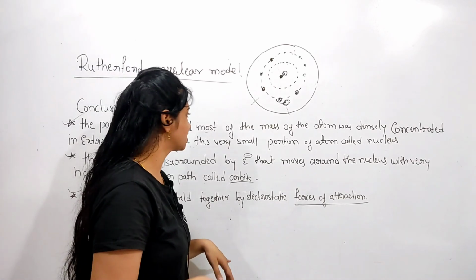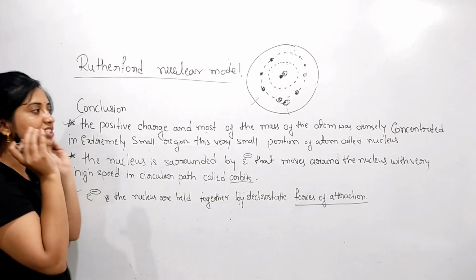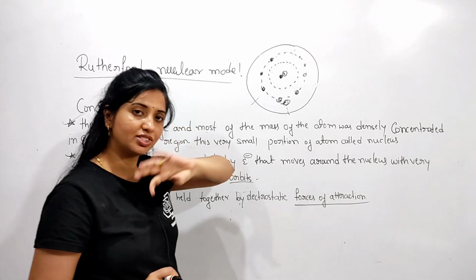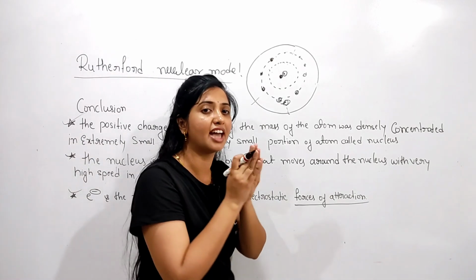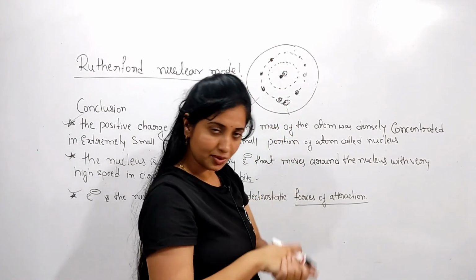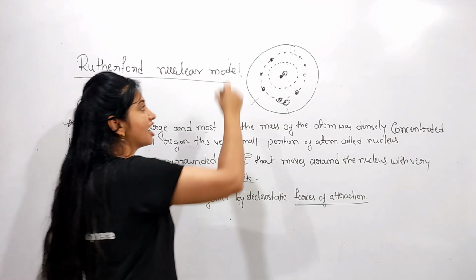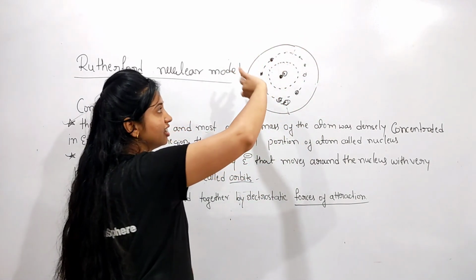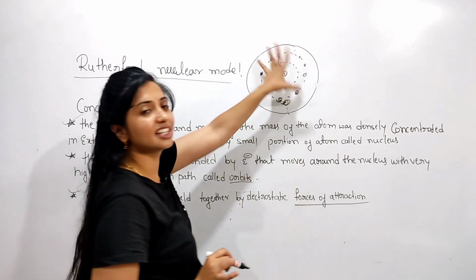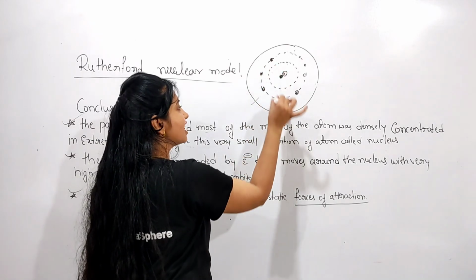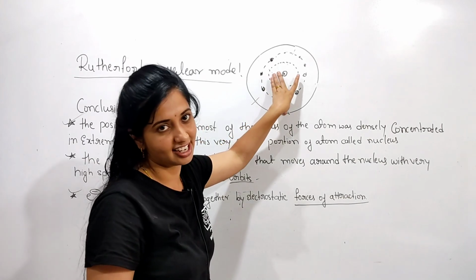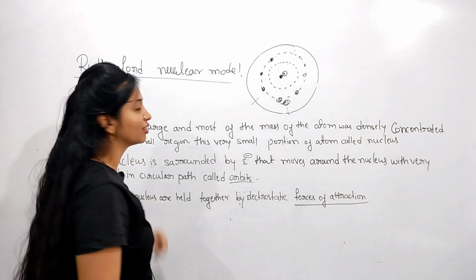Let me just recap. The positive charge and most of the mass of an atom are heavily concentrated at the center of the atom, called the nucleus. The electrons revolve around this nucleus in particular circular paths, and those circular paths are known as orbits. The nucleus and electrons are held together with the help of the electrostatic force of attraction. So this is our Rutherford model.